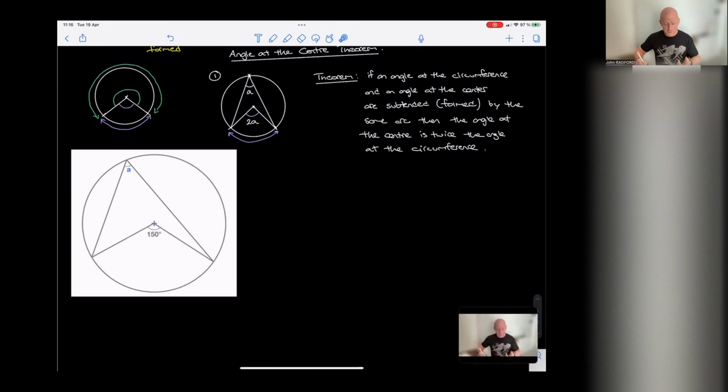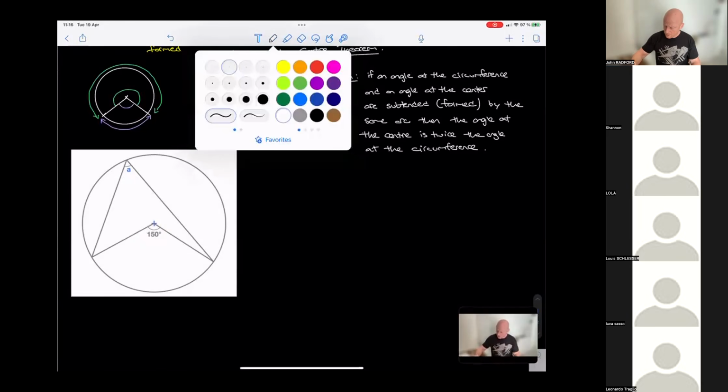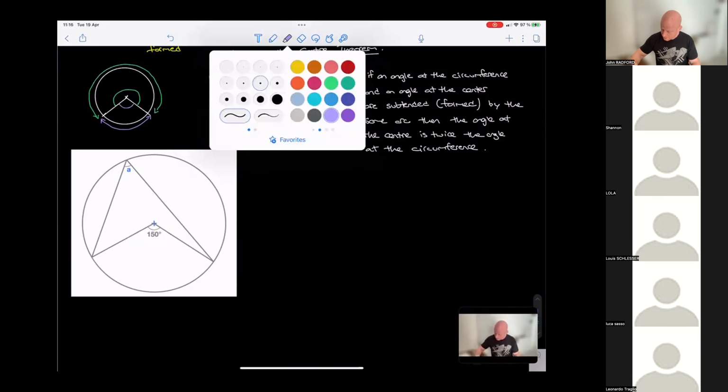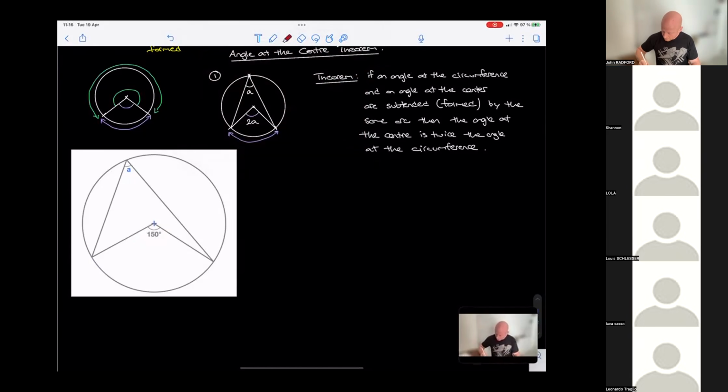The way to solve these problems is to ask yourself, which arc is forming the angle at the circumference? Okay, which arc is forming this angle A? And the answer to that would be, well, hopefully you can see it. Sorry, I'll use a nice color here. Hopefully you can see it. It's this arc right here. Sorry, I'll use a different color. I'll just use the pen. Hopefully you can see it's this arc right here, which is forming that angle at the circumference.